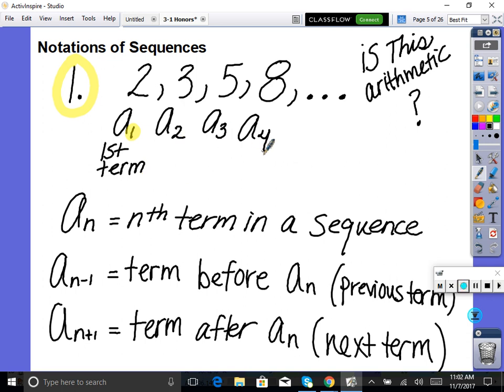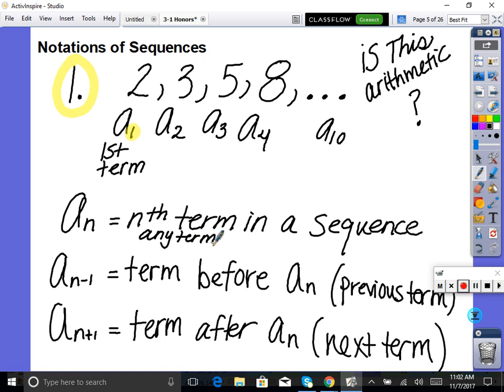So let's test your knowledge. If I said find a sub 10, which term am I asking you to find? The 10th term. You're right. Does everybody understand? All right. Now a sub n is just a way of saying any term or the nth term in a sequence. So look, a sub n, couldn't I plug in any number for n? A sub 1, that'd be finding the first term. A sub 2, 3, 4, 5, a sub 100. Wouldn't that just mean the 100th term? So a sub n means the nth term, or you're going to hear me say any term.